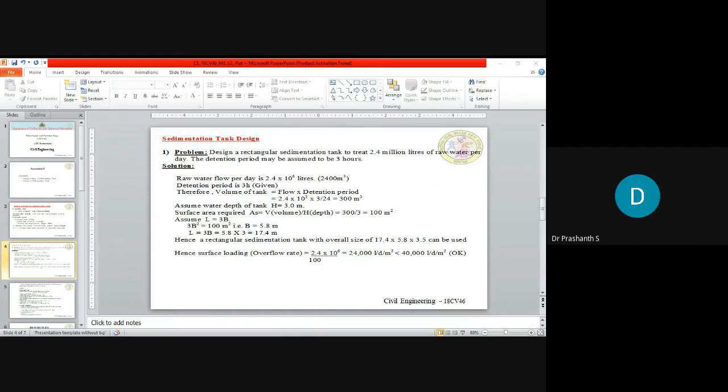And we have checked for surface loading rate. Surface loading rate should be less than 40,000 liter per day per meter square. It has come down as 24,000. It's okay.